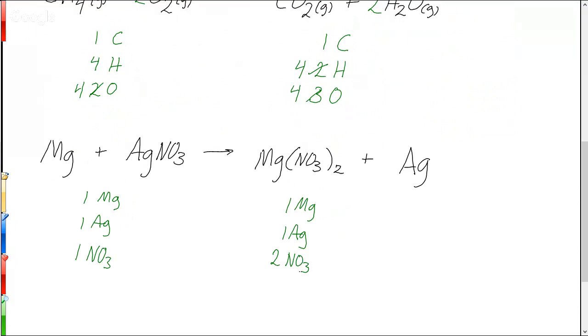Now, if you don't like that, that's fine. You don't have to do it that way. You can just count individual N's and O's. But it can save you a little time if you recognize that that stays the same, and therefore you don't need to count everything twice.